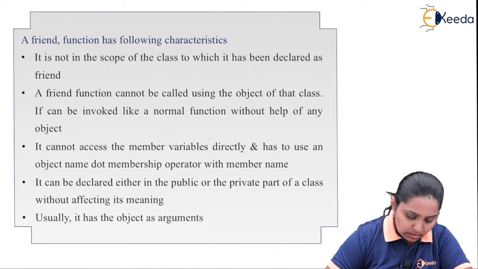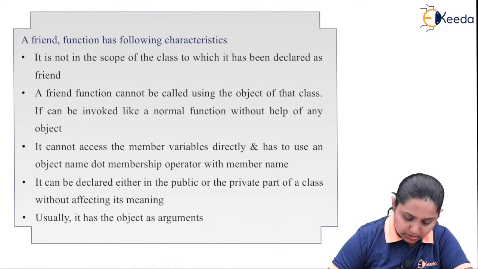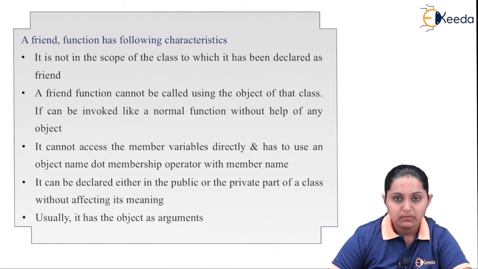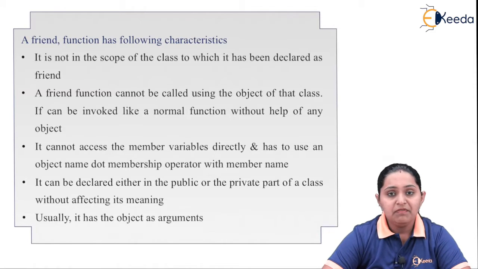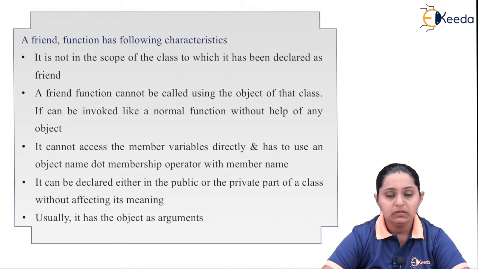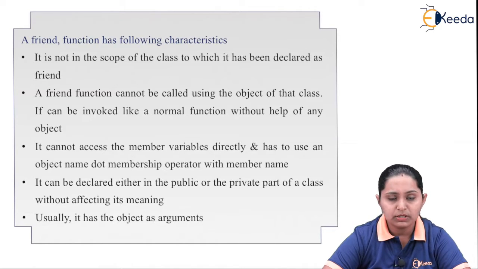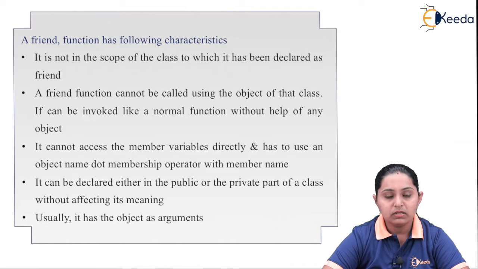Next, it cannot access the member variables directly and has to use an object name, the dot membership operator, and the member name. If it wants to access any member data of a class, it has to create the object of that class and use the dot operator, and then only can it access the data members and member functions.